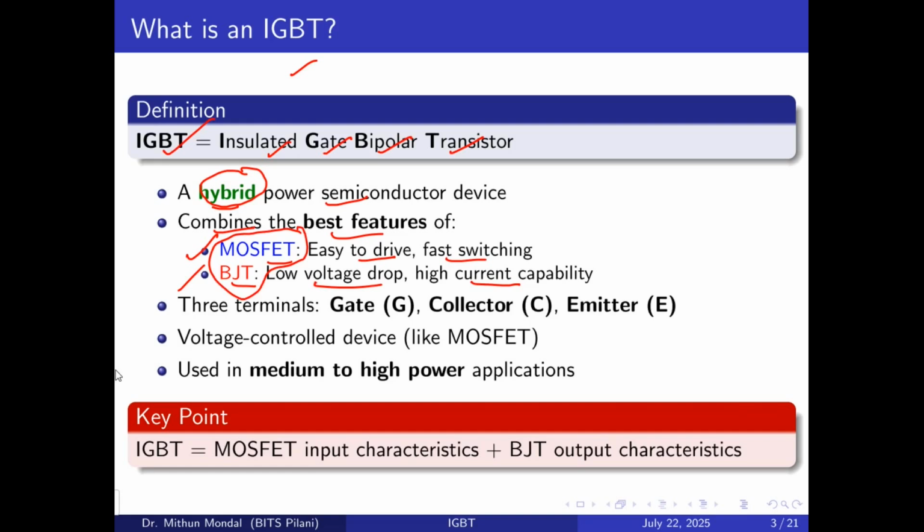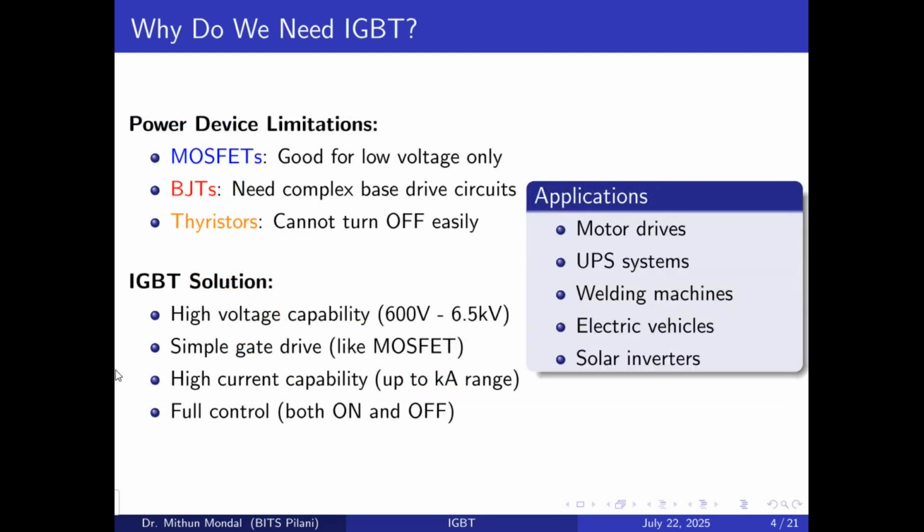IGBT has three terminals: gate, collector and emitter, and it is also a voltage controlled device like the MOSFET. It is used in medium to high power applications. The key point to be remembered is that the IGBT is a combination of MOSFET input characteristic and BJT output characteristic, and that makes the IGBT the best one among power semiconductor devices, because it combines the advantages of MOSFET and BJT.